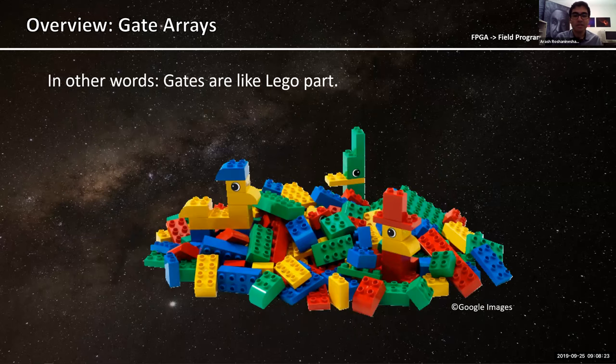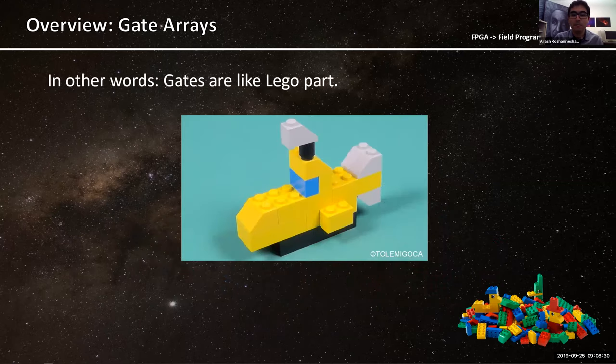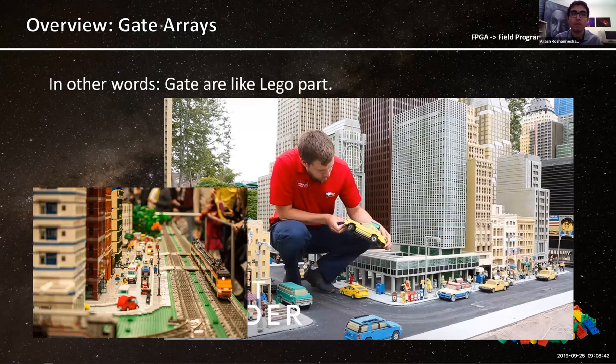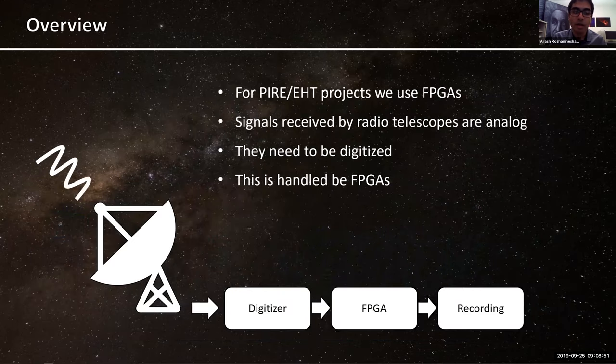In other words, we can say that gates are like Lego parts. A designer might make a very simple design, maybe like a spacecraft or a submarine, or a designer might spend time and design a very complex system, like this person who has put all these Lego parts together to create a city. In our application, for PIRE and EHT projects, we use FPGAs for radio astronomy.